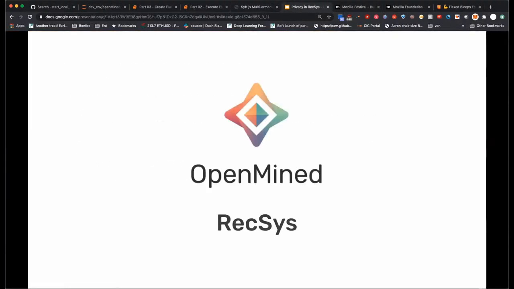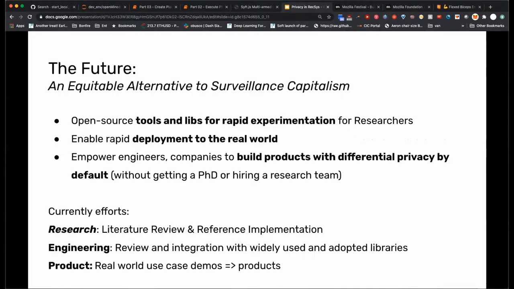So coming back to this, this is why we formed OpenMind Rexus. We want to build a future that has an equitable alternative to surveillance capital. And the way we're doing that is we're building open source tools and libraries for rapid experimentation for researchers. We're building these tools for ourselves because we're doing research and we want to open source them to make them available for everyone. We want to enable rapid deployments to the real world because learning from simulated data is great, but the real world always has surprises for us.